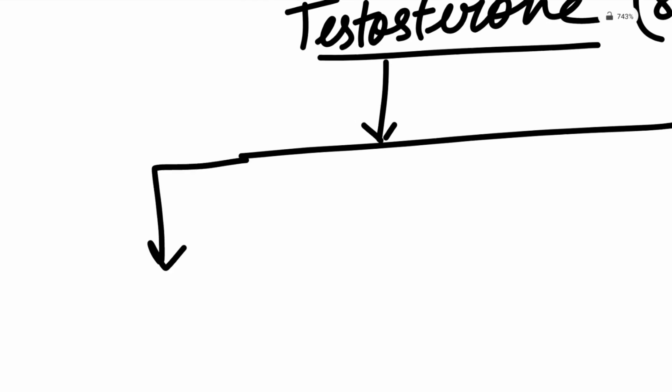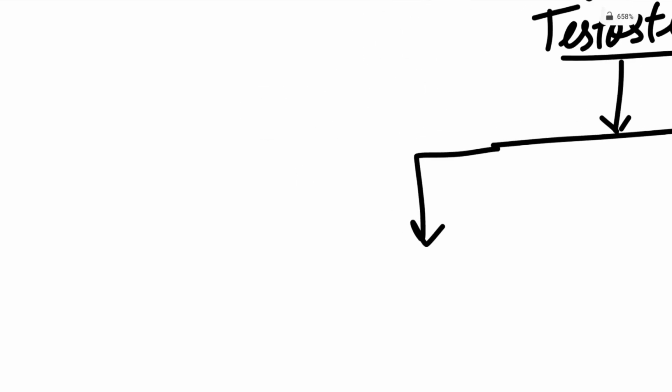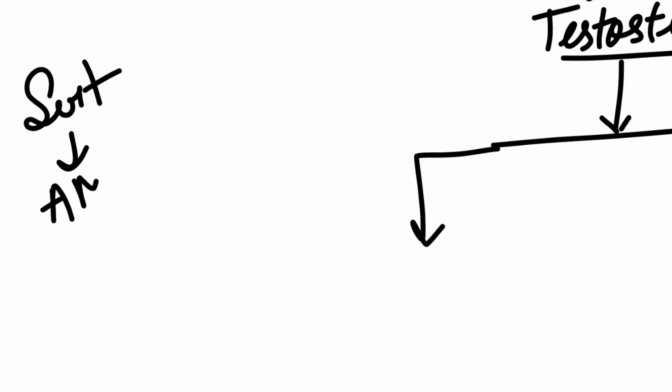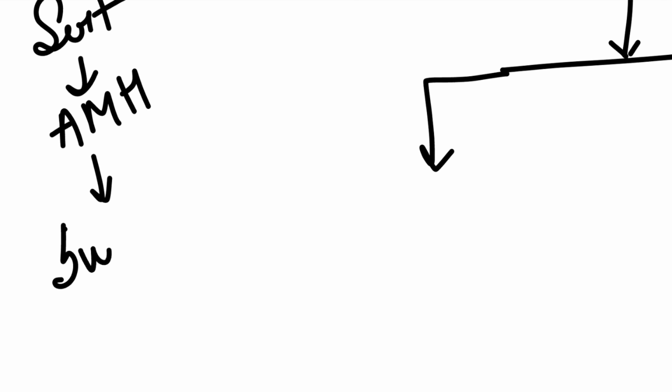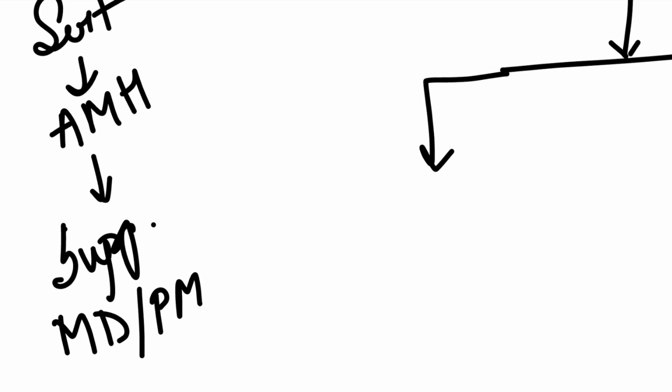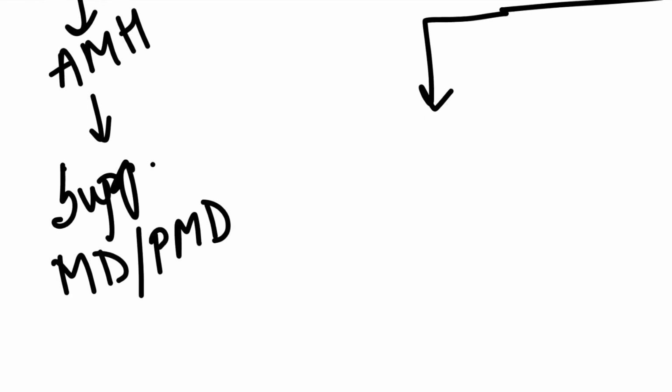First of all, the testosterone, because we saw that the Sertoli cell produced the anti-Mullerian hormone, which suppressed the growth of which duct? The Mullerian duct. It suppressed the growth of the Mullerian duct or the paramesonephric duct, which was supposed to develop into the female internal genital organs.